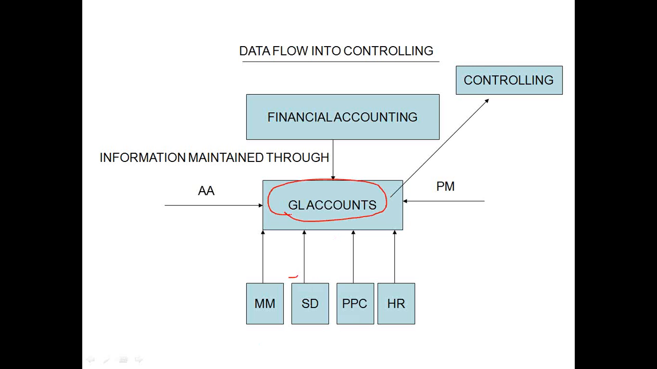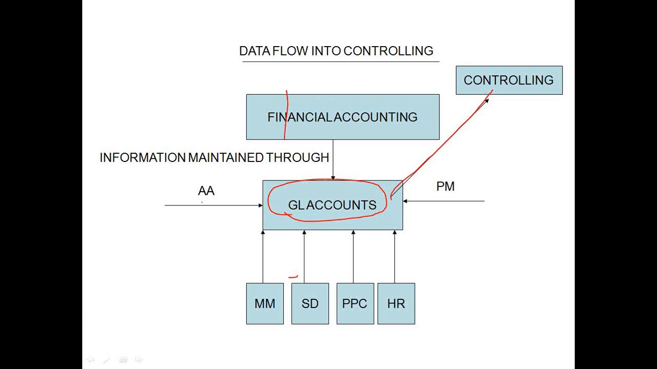Means what? In the general ledger accounting, the total information of the expenses and revenues of your company code is available. So from the general ledger accounting, the information is taken to controlling for the purpose of analysis. This is the data flow. Just observe the arrow directions.